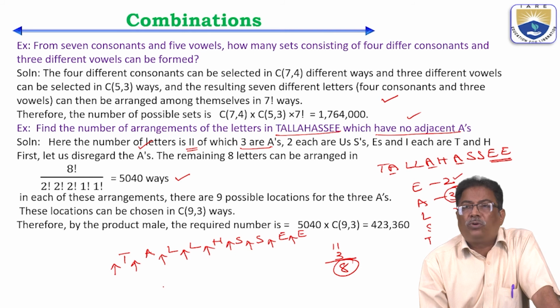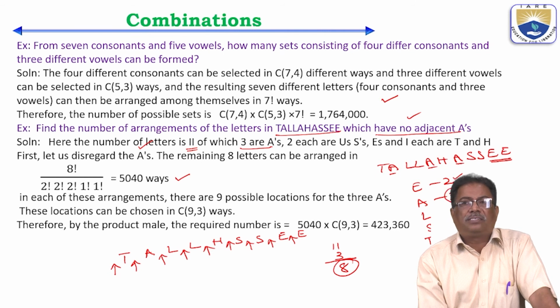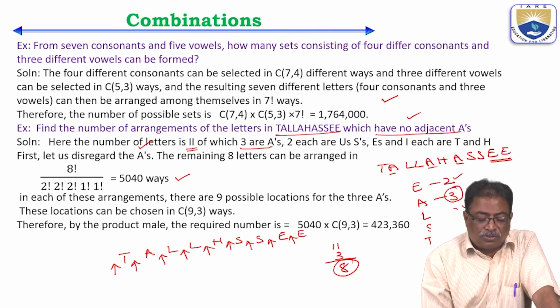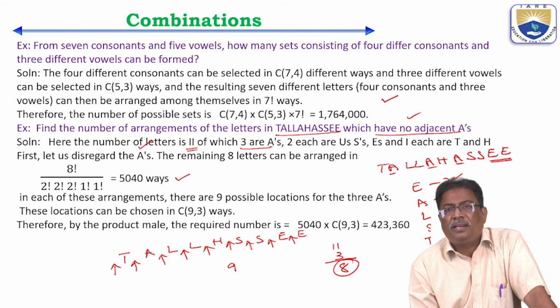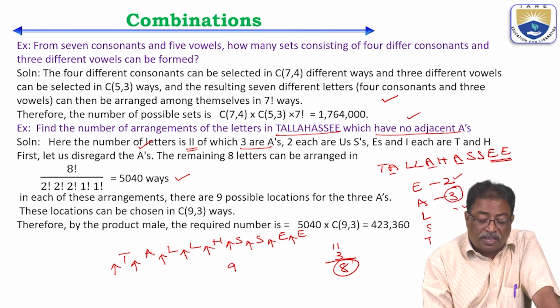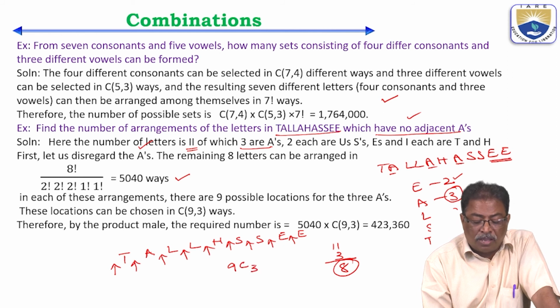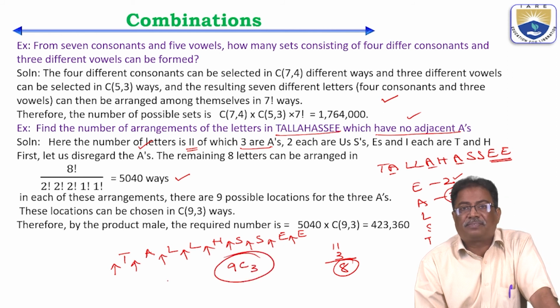Then I am going to keep those 3 A's. Subsequently, there is no adjacent A's will have. So here, how many possible? This is 9 places will be there. Out of 9 places, I have to accommodate 3. How many ways? 9C3 ways.